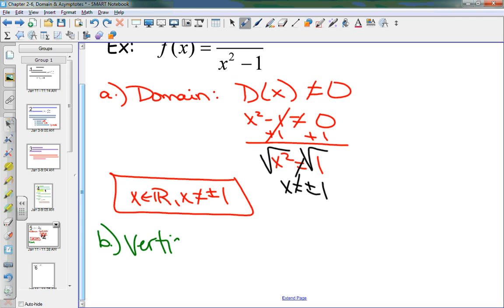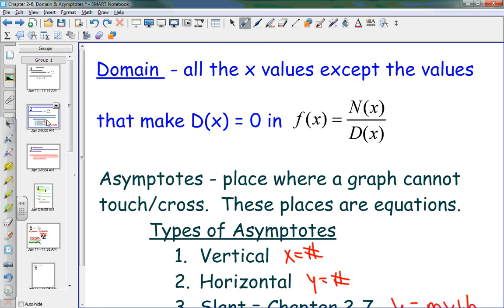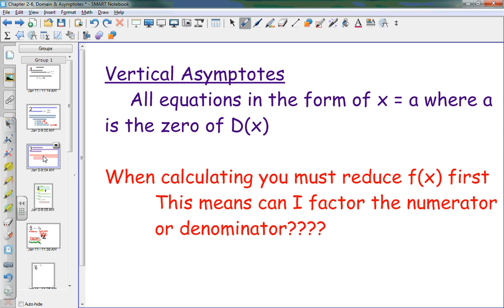The next thing we need to find are vertical asymptotes. Vertical asymptotes are the imaginary lines that things get very, very close to but never cross, right? It is all the equations in the form of x equals a, where a is the 0 of d of x. But what was the restriction that I talked about earlier? Could I do it right away, or what was I forced to have to do? It says right here that I need to reduce f of x first. If I don't reduce f of x first, in other words, factor it and simplify it, then I'm not going to get the correct vertical asymptotes.